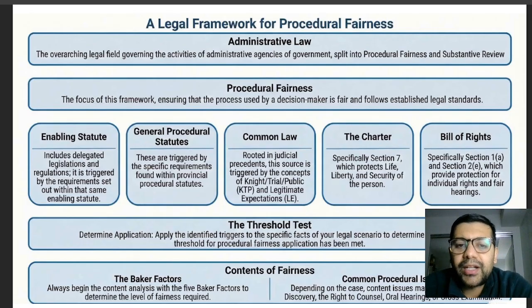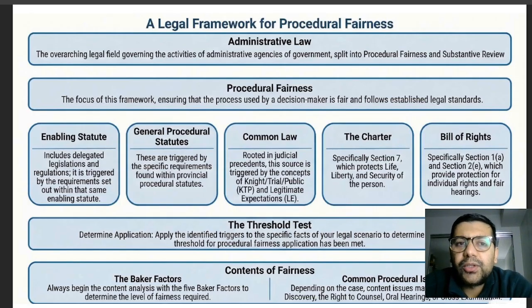Generally people forget that there is a step before going into procedural fairness: whether this is an organization that comes under the government umbrella, where you can go to the court and say that this particular government organization did not follow the procedural fairness steps, and hence I'm coming to the court to claim the same.